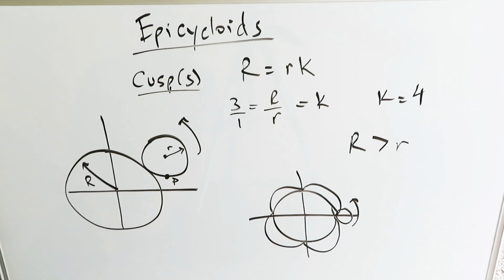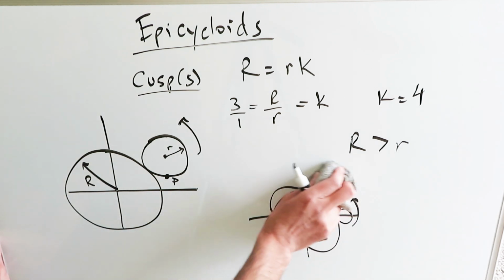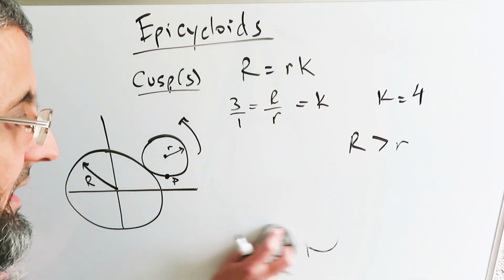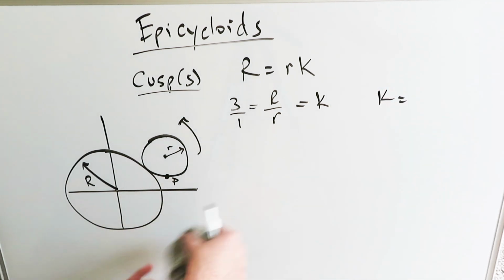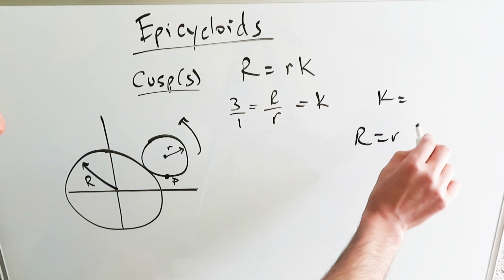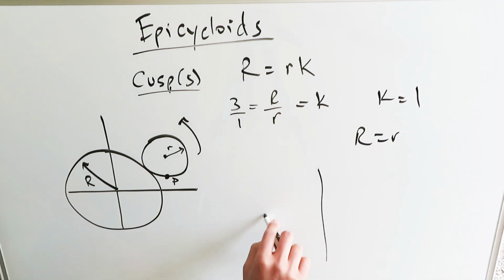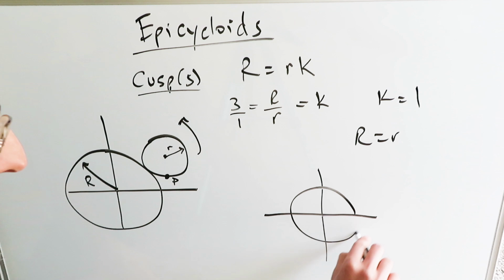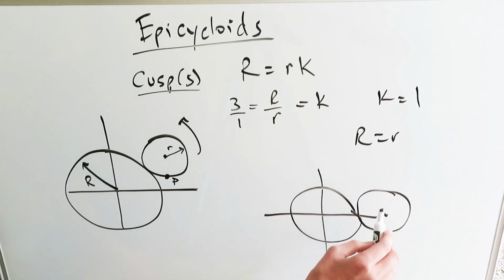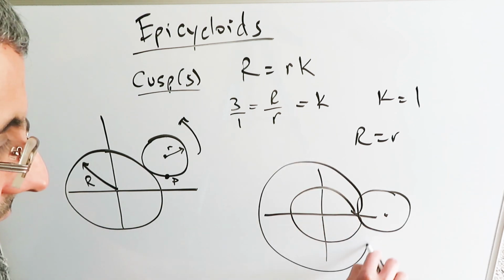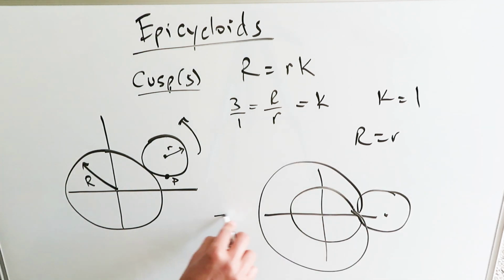What would be the instance or the case when k value is equal to 1? In that particular case, you're looking at 2 circles of equal radii. In that case, you have this: capital R is equal to small r. K value is equal to 1. Now, when you do the rotation, you have 2 equally sized circles. In this particular case, you only have a single cusp develop, and your curve would look something like this. And that's what it would be. A single cusp. Again, it depends on the k value.